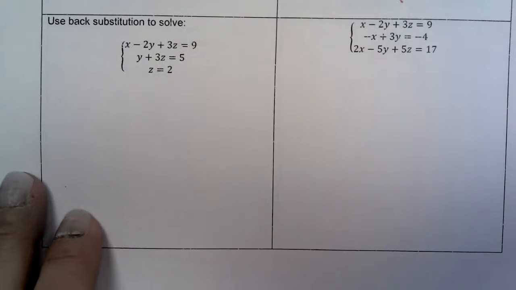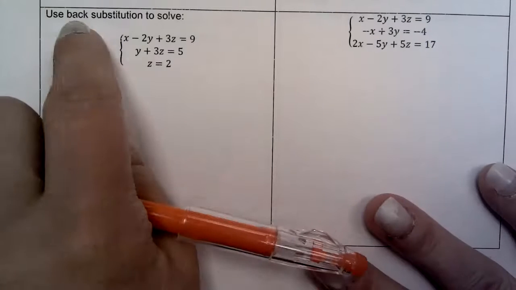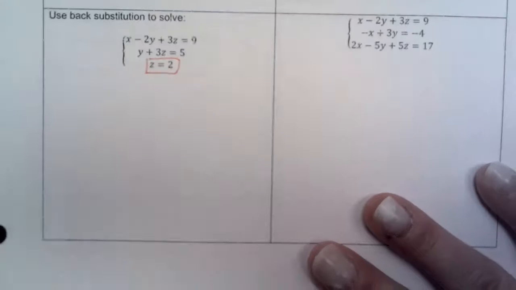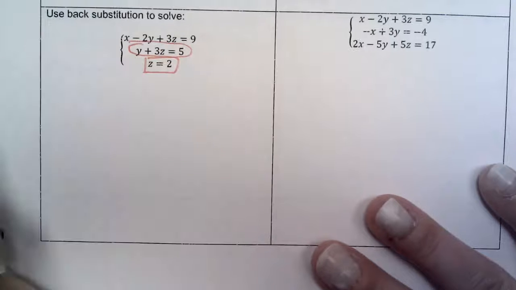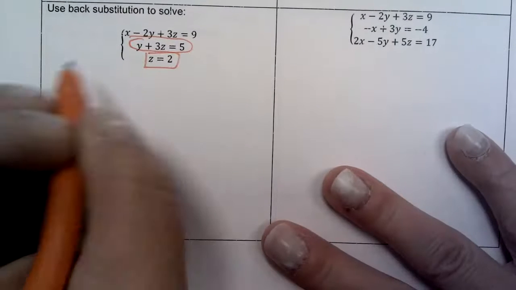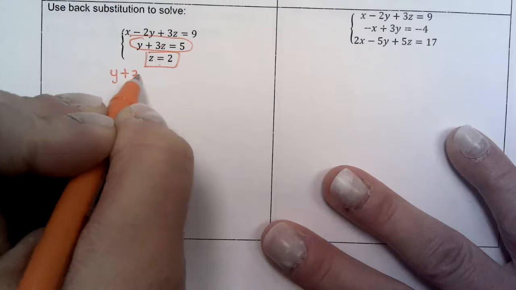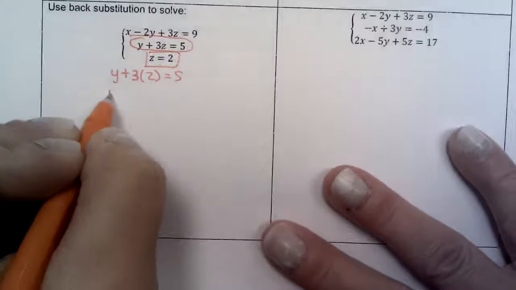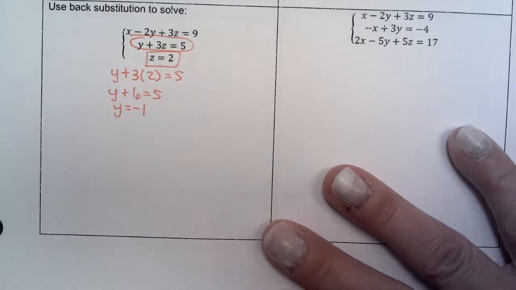All right, so now we're going to go on ahead and look at solving systems with 3 equations and 3 unknowns, or with 2 equations and 3 unknowns. Okay, so the first one says use back substitution to solve. So with this one, I already know that z equals 2, and I can see that this equation only has 2 unknowns. So I'm going to plug this z into this equation with only 2 unknowns to find my y. So I'm going to get y plus 6 equals 5. So I get y equals negative 1.